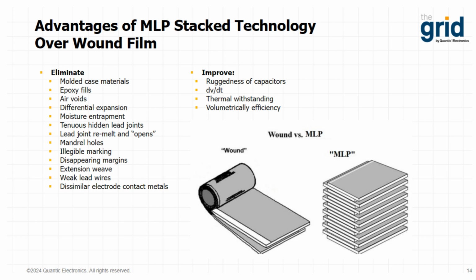Let's go back to structural differences. The structural differences of the MLP truly do put them in a class of their own. Look at the list of things that we have eliminated just by moving to this proprietary technology: air voids, epoxy fills, illegible markings. These are all things that are very critical to the high reliability industry. And these are all problems that we've been able to solve, in addition to having an electrically high reliability product, something that can outperform frequency-wise and temperature-wise.